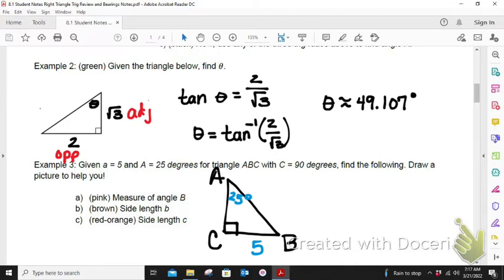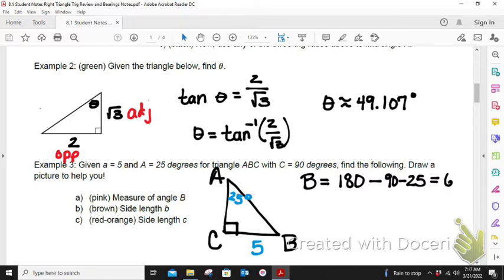So to find the measure of angle B, capital B is going to equal 180 minus the two angles that we already know, because we know this is 90 degrees and we know this is 25. So 180 minus 90 minus 25. Go ahead and type that in your calculators to get the measure of angle B. So did you get 65 degrees?